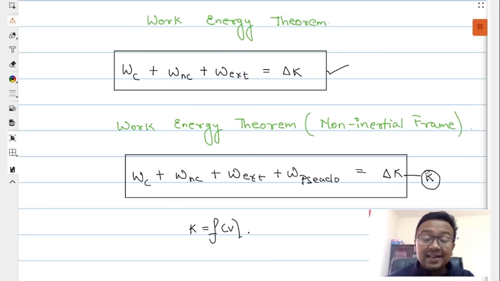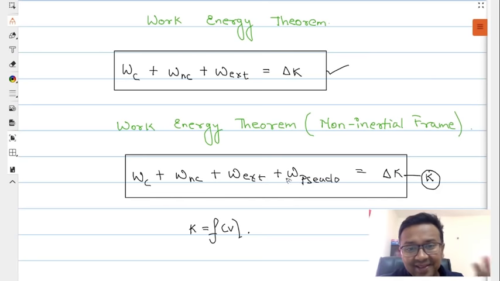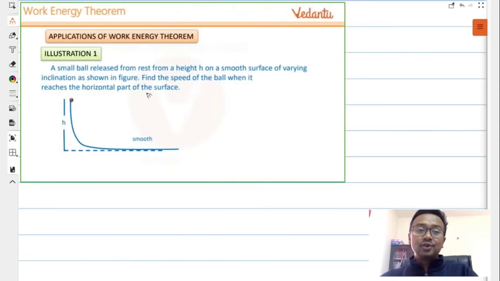Okay, guys. So what are we waiting for? These are the only two formulas that we need to keep in mind, and any question can be solved. Okay, let's just have a look. So here we take our first question.